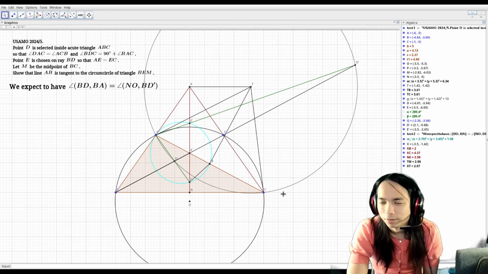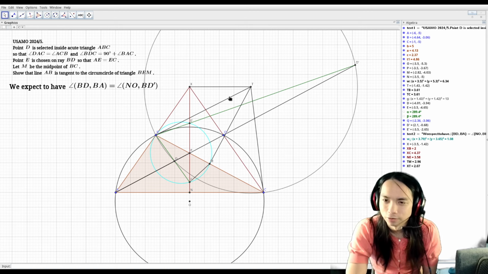what does that tell me? In particular, CXT should be similar to CBA as well. So this triangle is similar to this one. And does that imply the parallel? Because now this angle here is equal to that. But okay, by symmetry it is also equal to that. Okay, so I have the parallel. I get that XT is parallel to AC now.